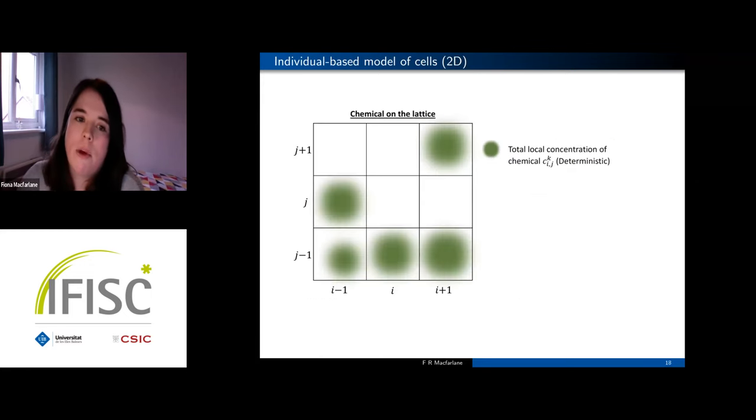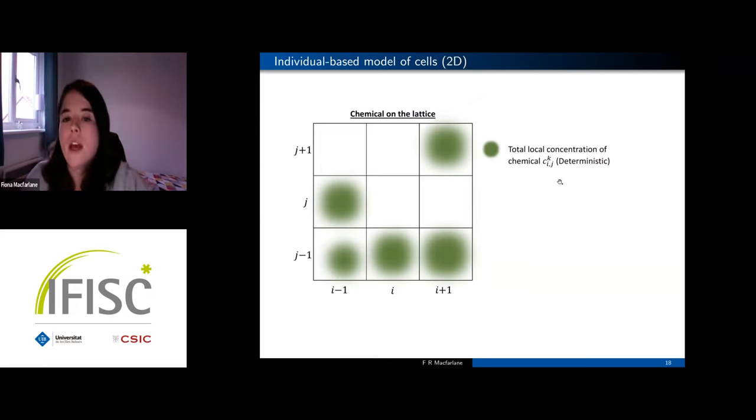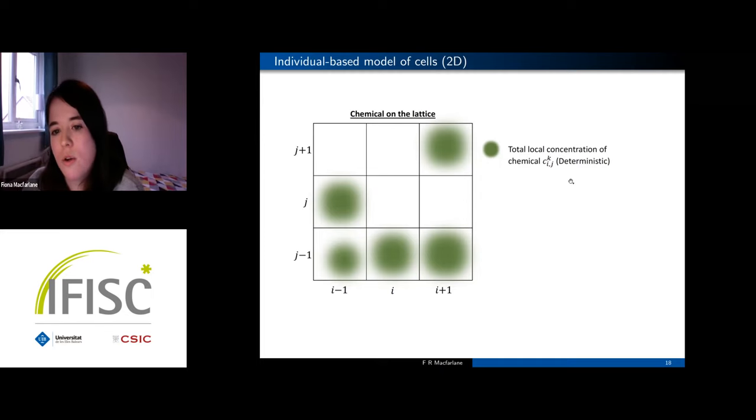We also need to think a little bit about how we define our chemical concentrations on the lattice. And as I said before, with agent-based models, things can become quite slow if you've got a large number of molecules. So with this chemical, we're not necessarily interested in each molecule of the chemical, but we're more interested in the local concentration of that. So what we're going to do is use a deterministic approach more based on PDEs for our chemical. So on each position on the lattice, we're going to have the local concentration of the chemical.